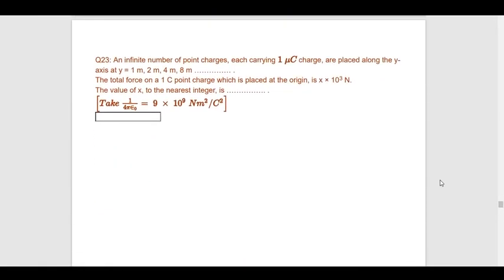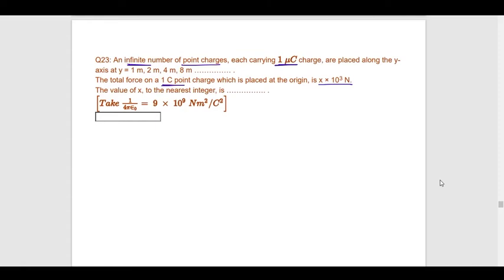This question says that an infinite number of point charges, each carrying 1 microcoulomb charge, are placed along the y-axis at y equal to 1, 2, 4, 8, and so on meters. The total force on 1 coulomb point charge which is placed at the origin is x times 10 to the power 3 newtons, and we have to figure out the value of x.